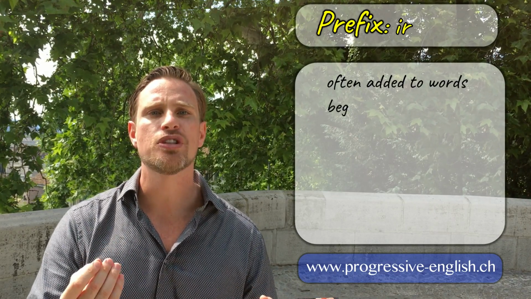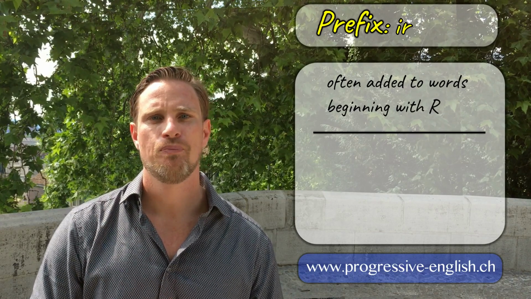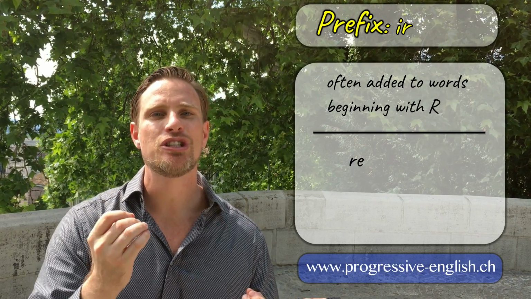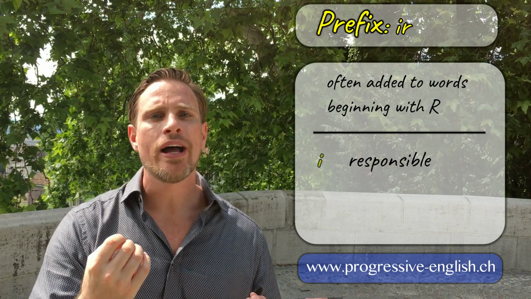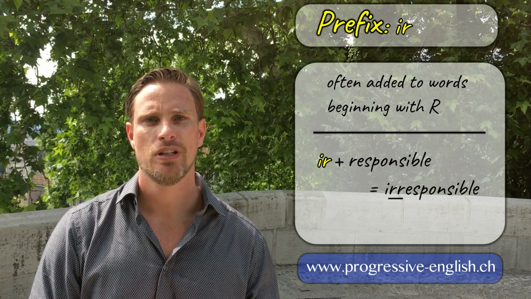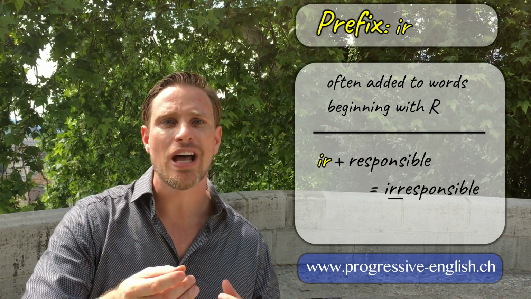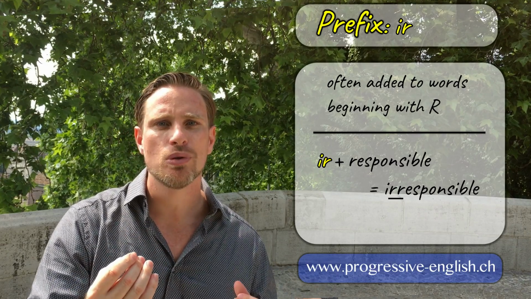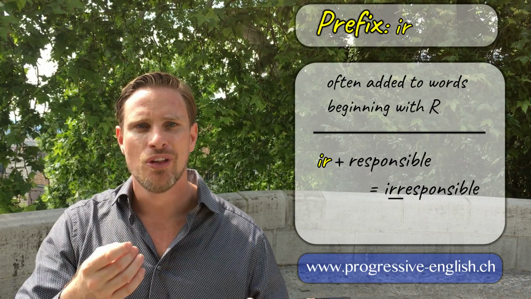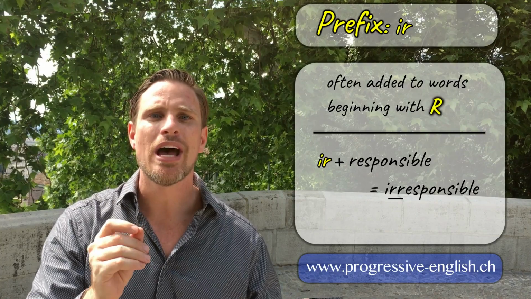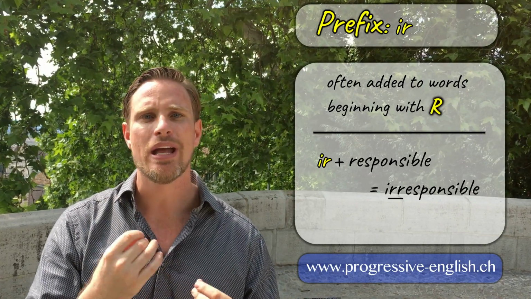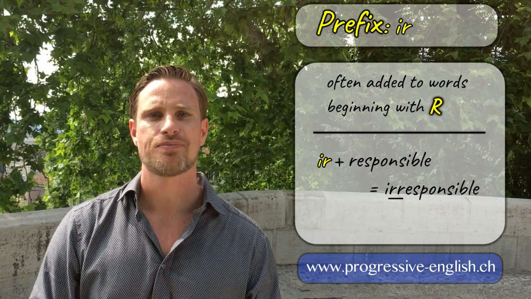Okay, rule number two. Before words beginning with R, we use the prefix IR to form the opposite meaning of the root word. For example, the adjective responsible, we add IR plus responsible equals irresponsible. So no such words as unresponsible or disresponsible. The root word starts with R, so we add the prefix IR and we end up with irresponsible.